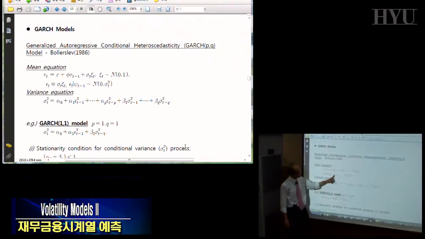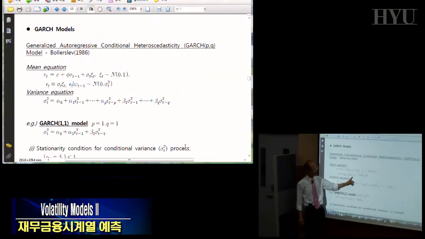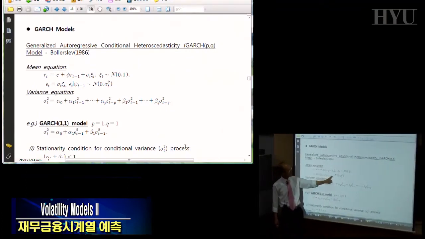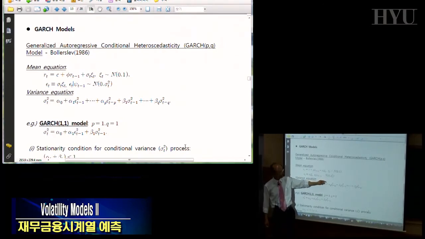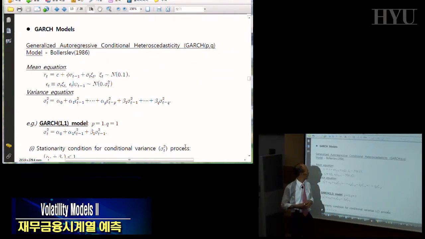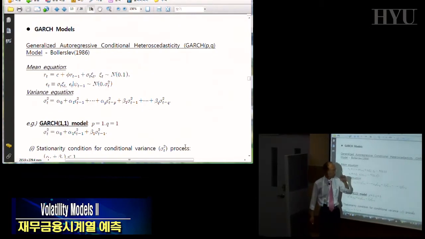So if the information set is given, then this model assumes that epsilon t is conditionally distributed, for example, normal distribution, or t distribution, or a more general distribution like the generalized error distribution, a more complicated distribution than the t distribution.